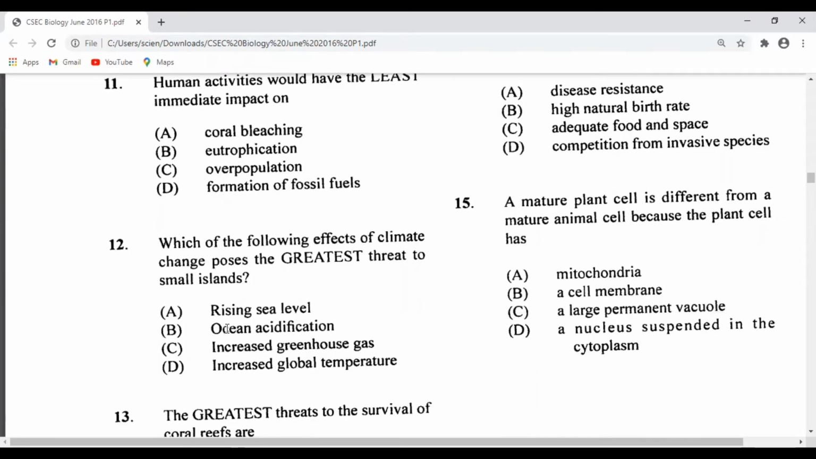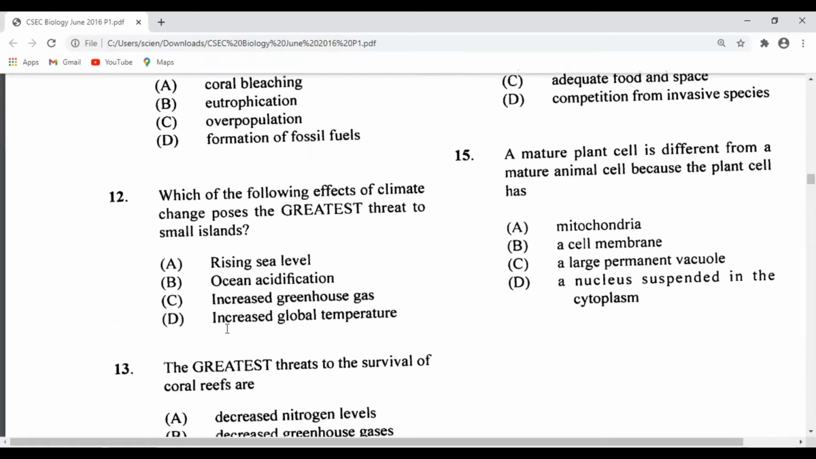Number 12, which of the following effects of climate change poses the greatest threat to small islands? So I have A, rising sea levels, B, ocean acidification, C, increased greenhouse gas, D, increased global temperature. So the answer would be the rising sea level, all right?